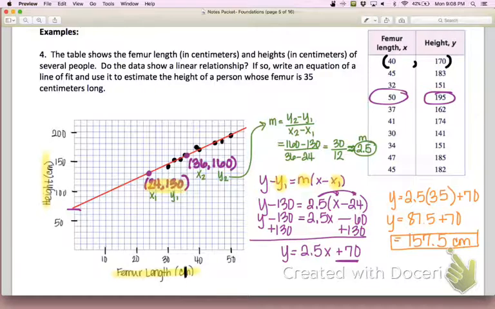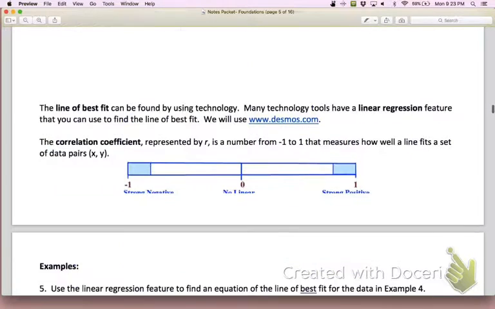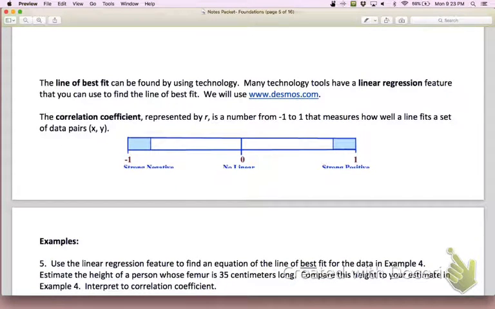So that's how we can do this by hand, which is pretty tedious, and nobody wants to do all of that work. So luckily, the computer will do this for us, and it's even better because it gives us the best information. So what we're going to do is, if you go on to this next page, a couple of things that we want to talk about first.